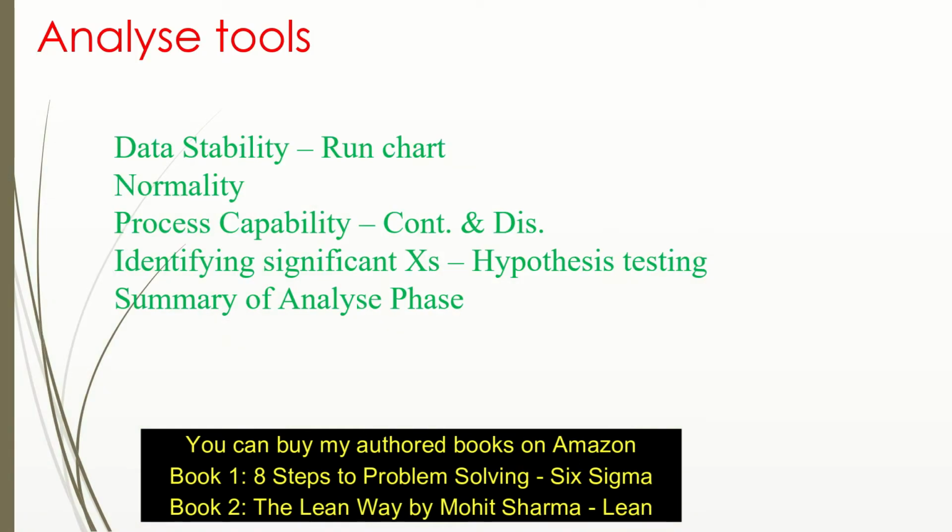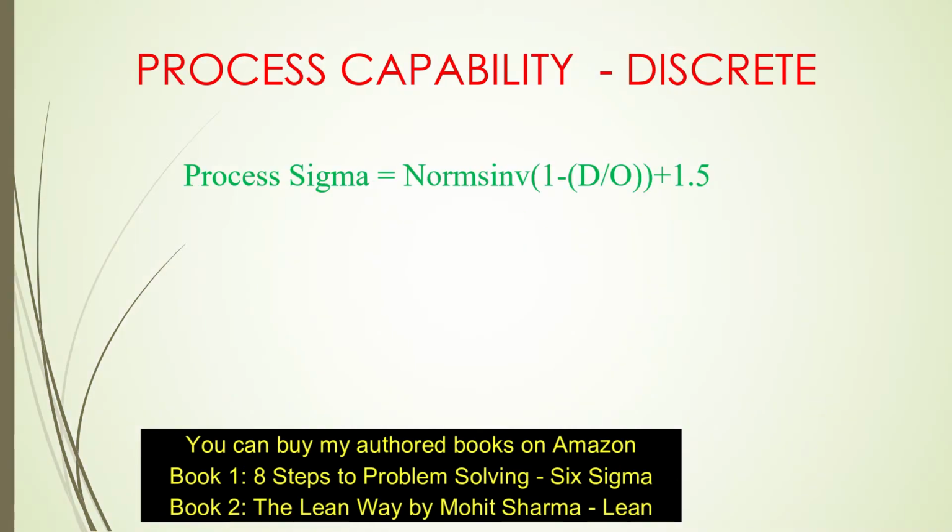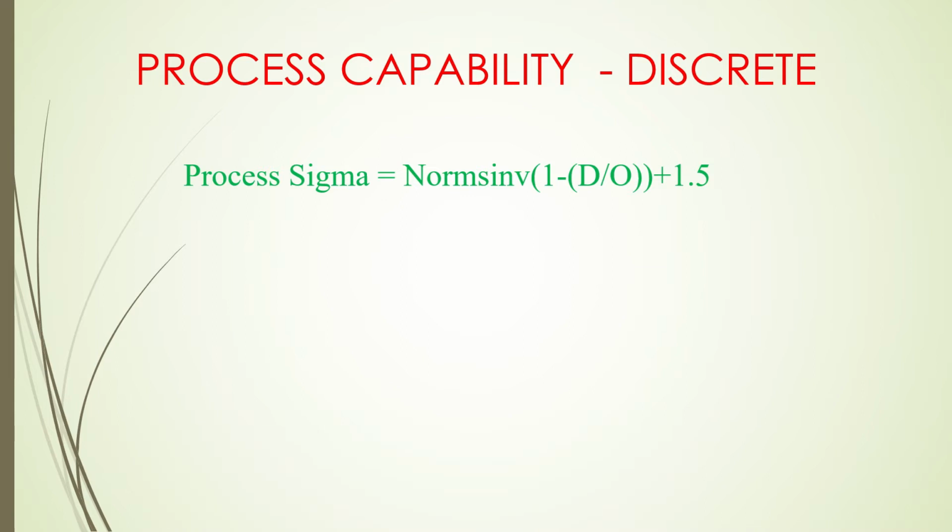There are certain tools that we are going to see. One is a data stability tool called run chart. Then we have normality chart, process capability, identifying the significant X's through hypothesis testing, and the summary of the analyze phase. You can identify the process capability of discrete data with the help of this formula, which is NORM.S.INV of 1 minus defects upon opportunities, plus 1.5.